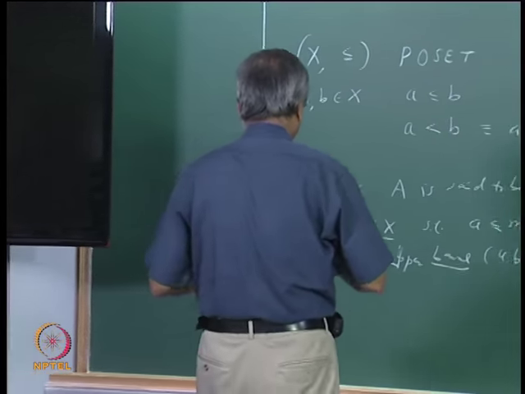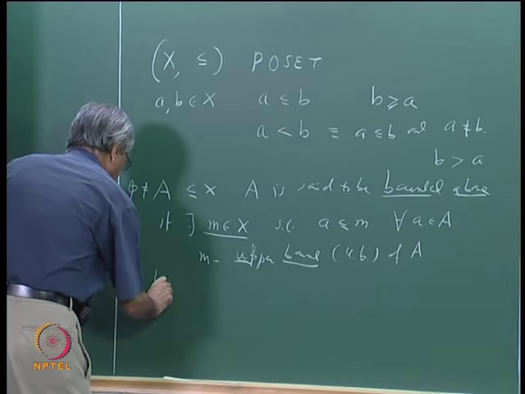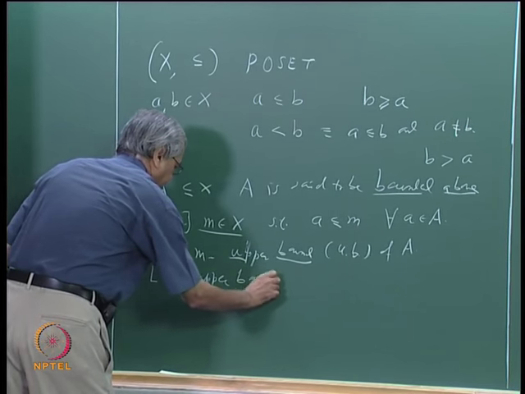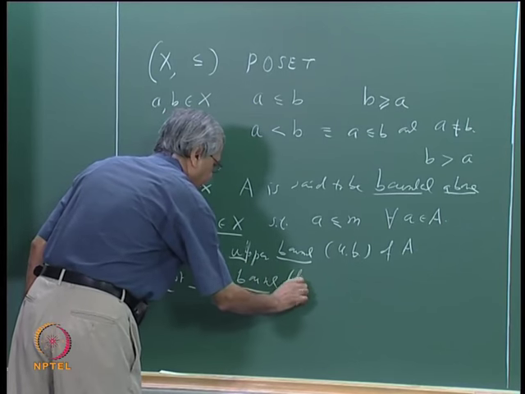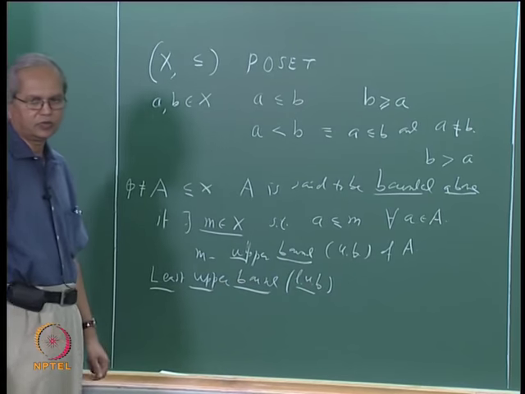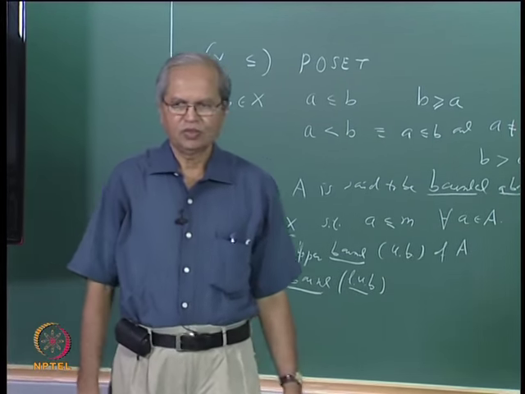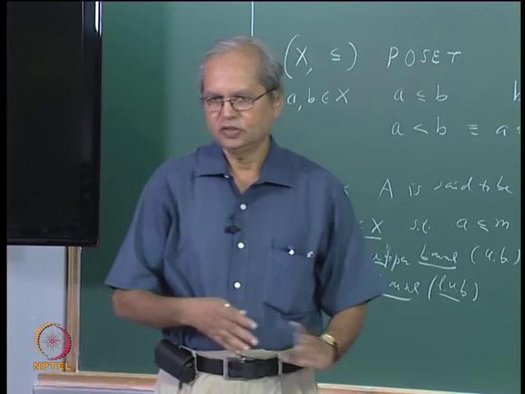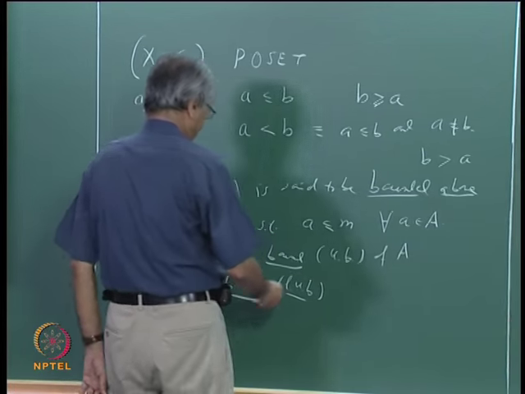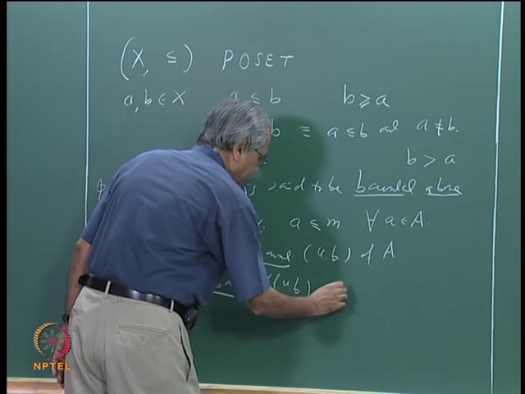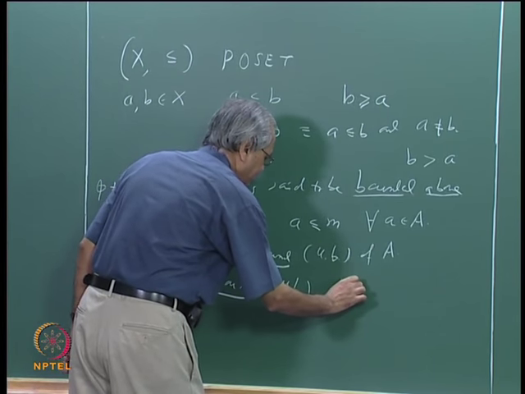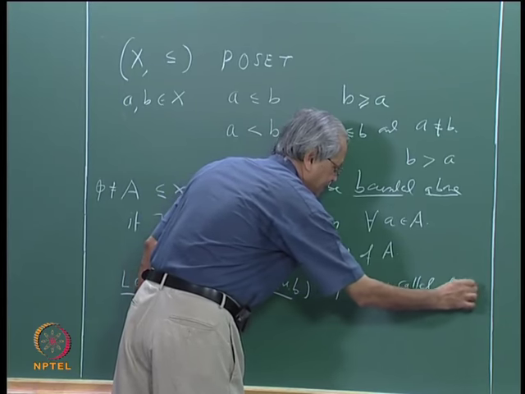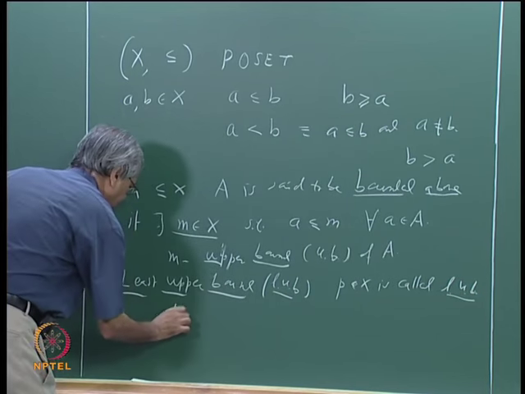So we will also discuss another similar concept, what is called the least upper bound, which is called LUB. Again, the standard short form. Least upper bound means what? First of all, it should be an upper bound, and it should be smaller than any other upper bound. Let us say, I will call that element P. Any element P in X is called the least upper bound, I will simply write LUB of A, if two things hold.